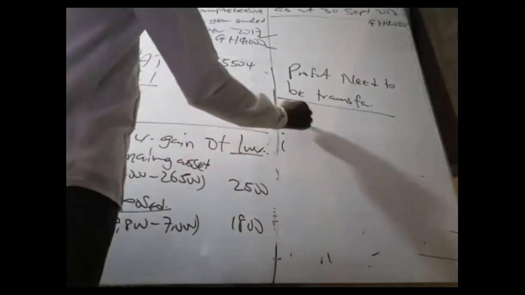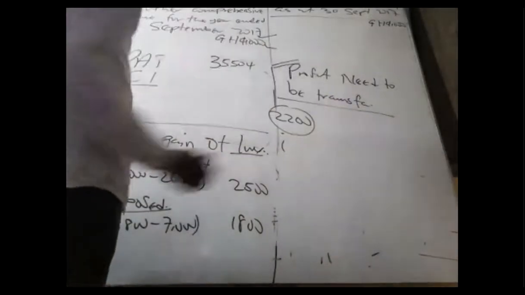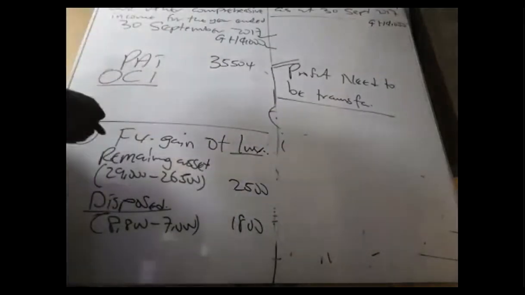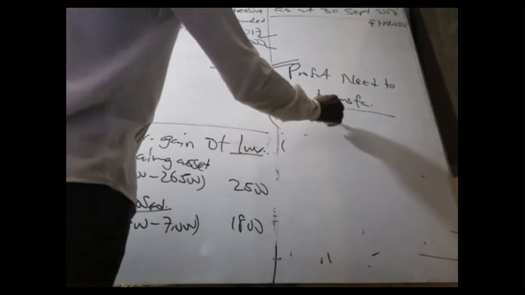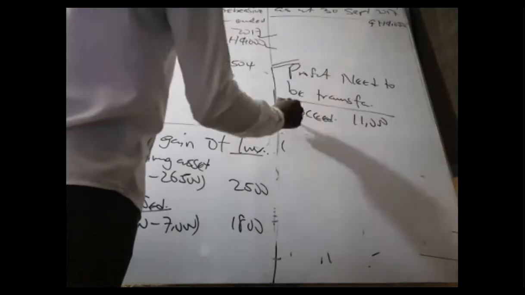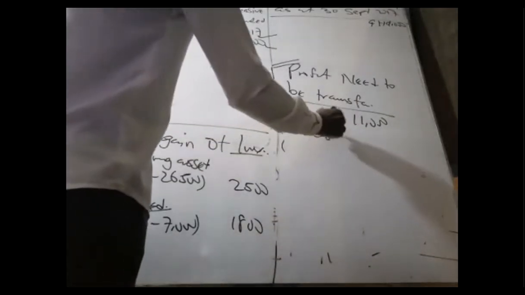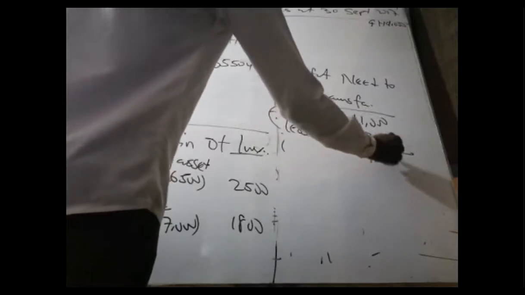In that case, the other income, we are not going to reflect the 2,200 in other income. That is the alternative treatment, so let's take note of it. What happened is this: first, the profit we transfer should be the proceeds, 11,000, less the actual original cost, which is 7,000, right? So that will give us 4,000.